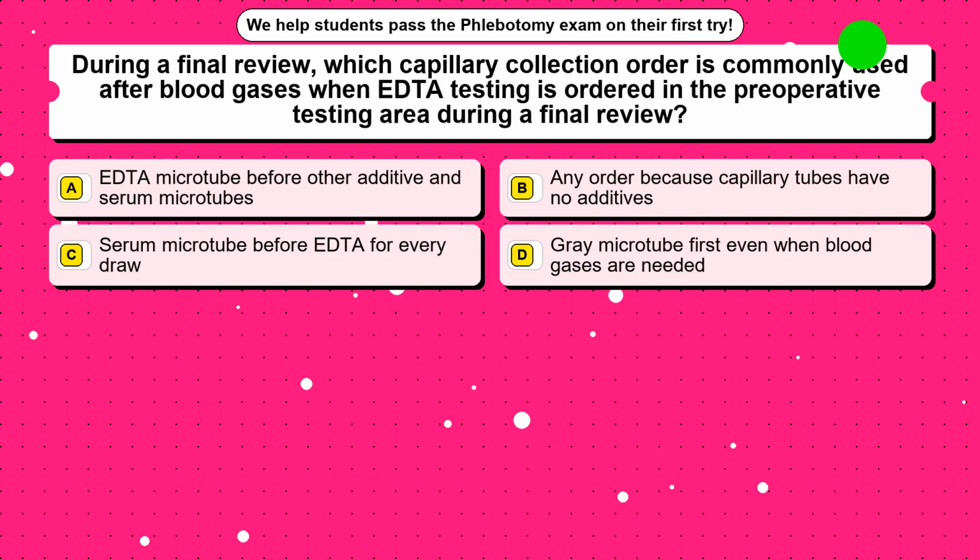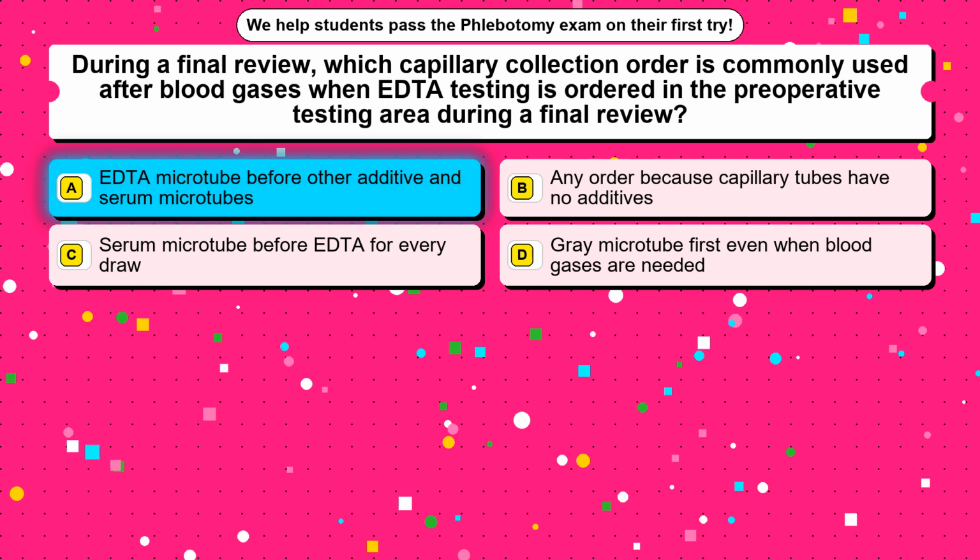Question 43. During a final review, which capillary collection order is commonly used after blood gases when EDTA testing is ordered in the preoperative testing area during a final review? Option A, EDTA microtube before other additive and serum microtubes. Option B, any order because capillary tubes have no additives. Option C, serum microtube before EDTA for every draw. Option D, gray microtube first even when blood gases are needed.